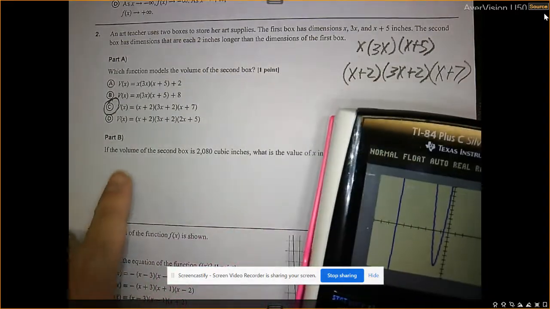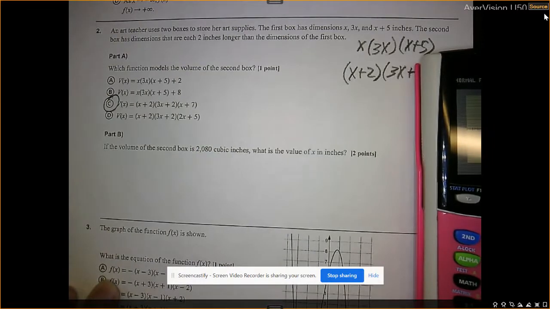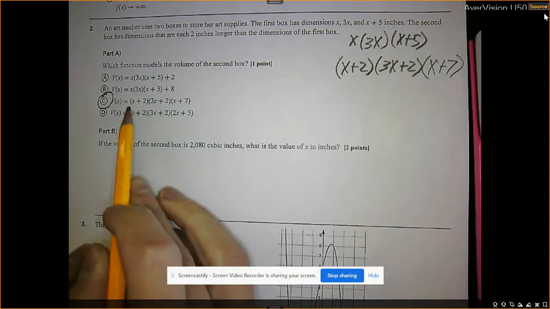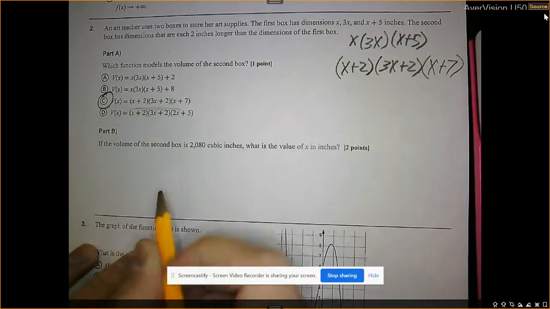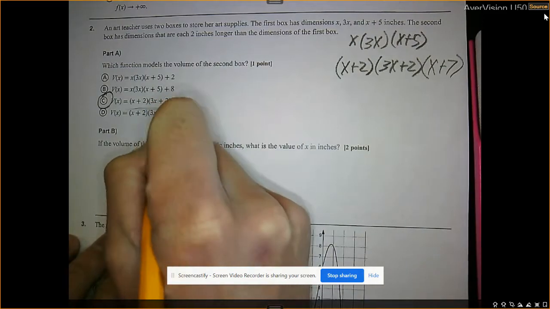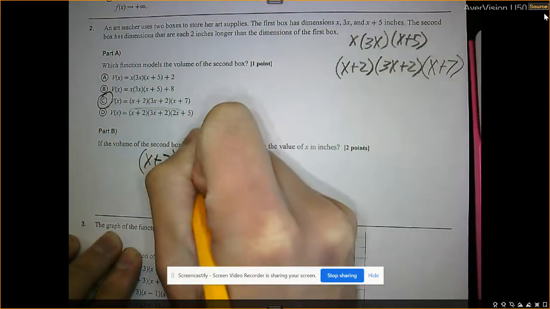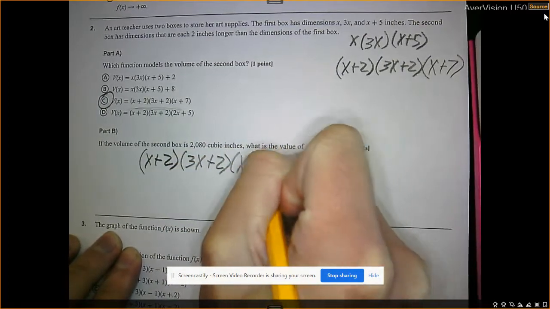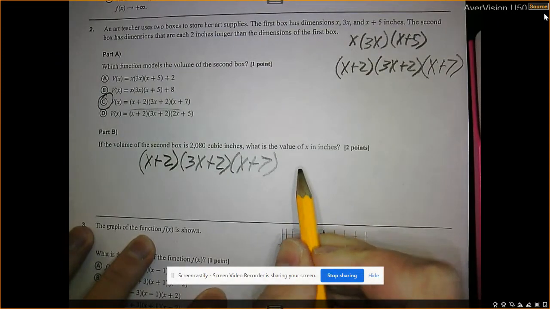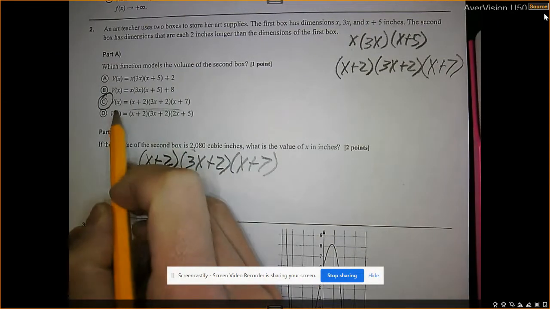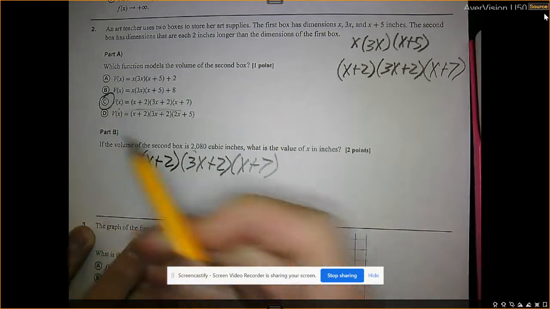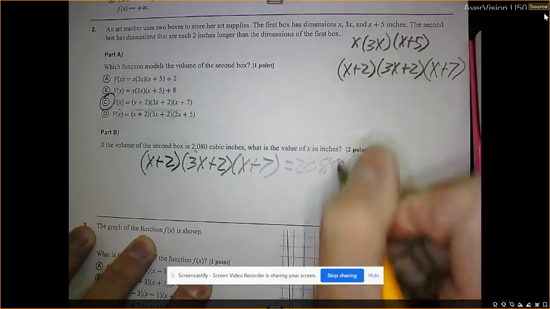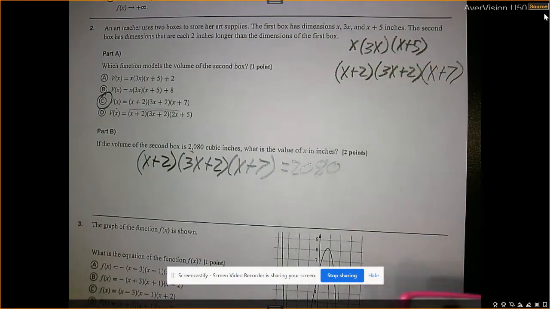But if the volume of the second box is 2080 cubic inches, I guess we probably should have started there. Remember, we said our volume equals x plus 2, 3x plus 2, times x plus 7, which is what we picked for our answer. Now it's saying the volume is 2080. So instead of saying that equals v of x, we replace our volume with 2080. And there are a few ways of doing this.